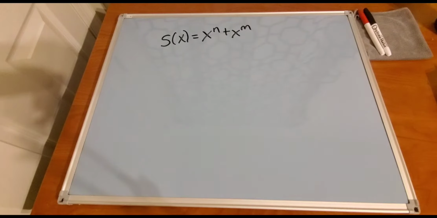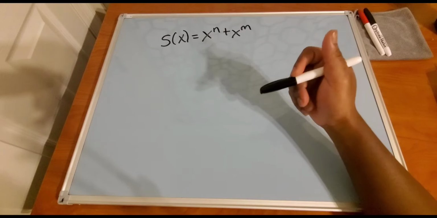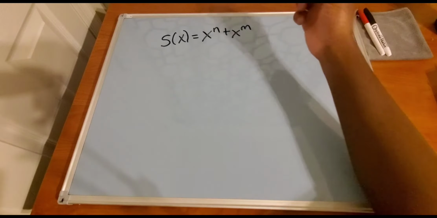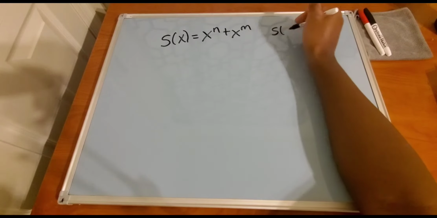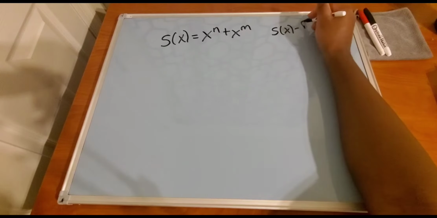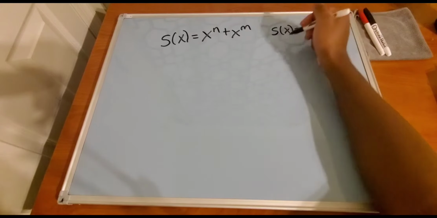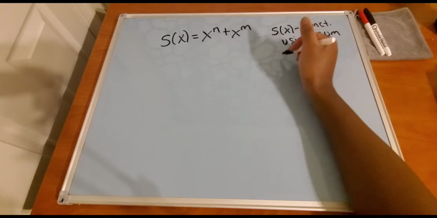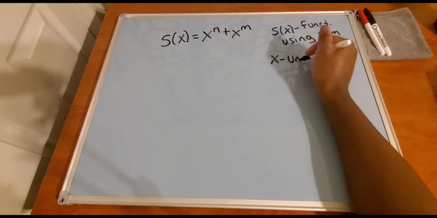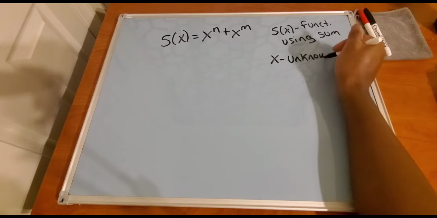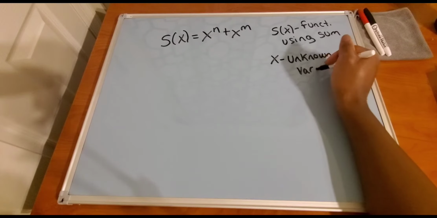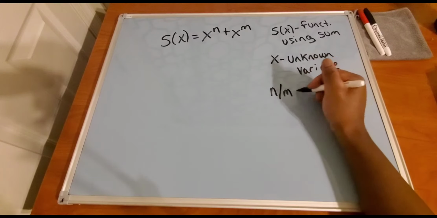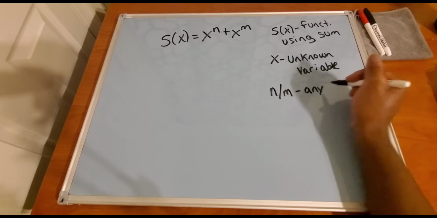So let's say that we have a given function s of x that is equal to x raised to some number plus x raised to some other number. So let's go ahead and define our variables. s of x is just simply the function that we will be using the sum rule on. x, on the other hand, will be our unknown variable. And n and m are just our given numbers. We'll call them any given number.